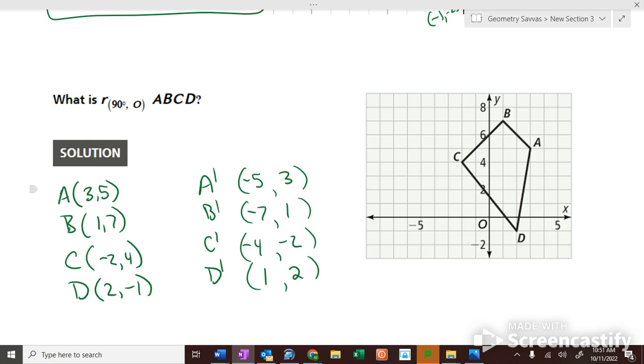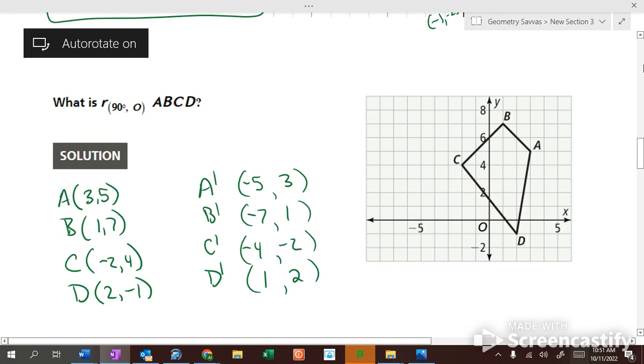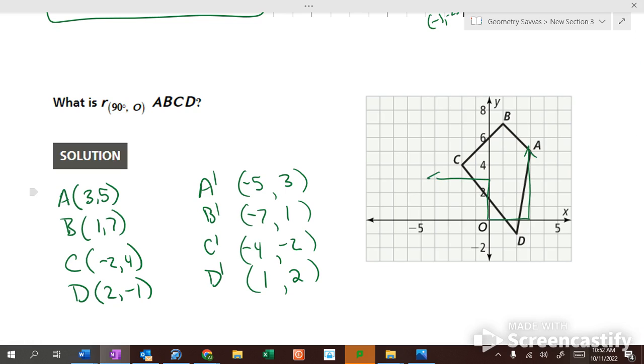1, 2. So if we graph those points, A prime, instead of going here and here, we're going to go here and here: -5, 3. B prime, instead of going here, we're going here: -7, 1. C prime will be at -2, 4. Whoops, did I write that wrong? This should be -2, -4, right?